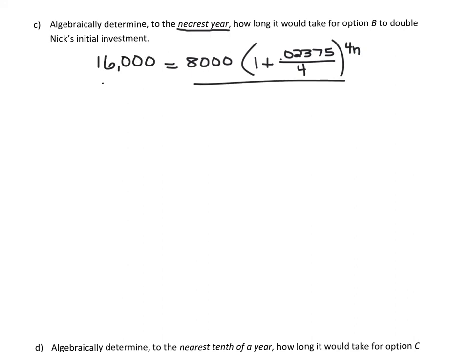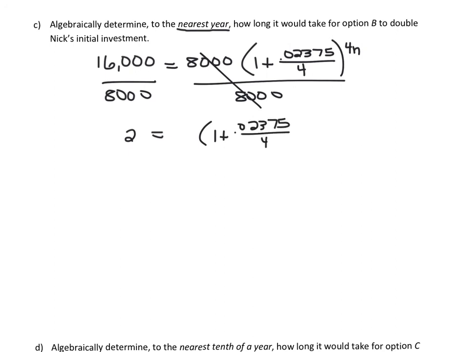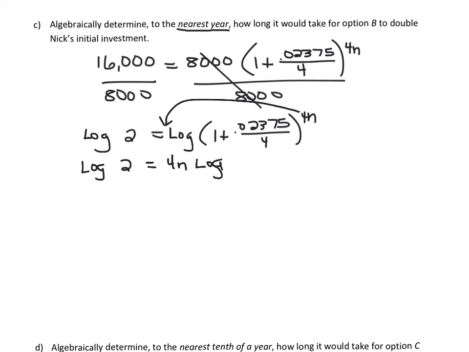All right, so let's first divide both sides of the equation by 8,000. So that leaves us with 2 equals what's in this parenthesis being raised to the 4n power. And then because we're solving for an exponent, we can put the word log in front of both sides of the equation. And the reason we do that is because the power rule tells us you could take a power, you could take an exponent and bring it in front of the word log. All right, so we're left with log of 2 equals 4n times log of what's in that parenthesis.